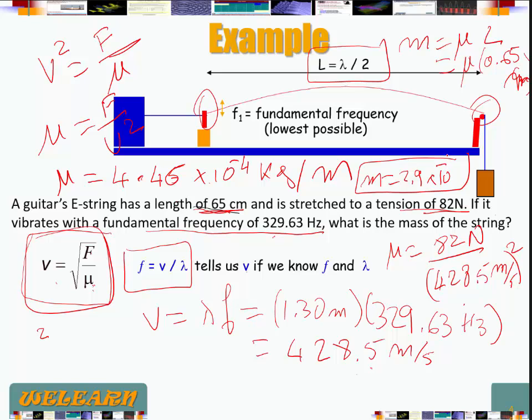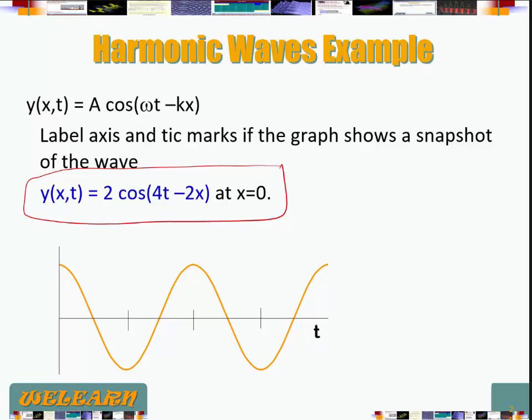minus 4 kilograms. In this case, we are given the wave equation and we are asked to label the axis and tick marks if the graph shows a snapshot of the wave at x equals 0. Now x equals 0, that means this part here is 0. So my equation is 2 cosine of 4t. So my amplitude is 2.